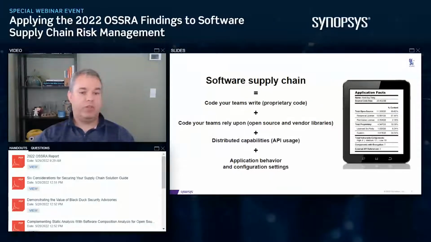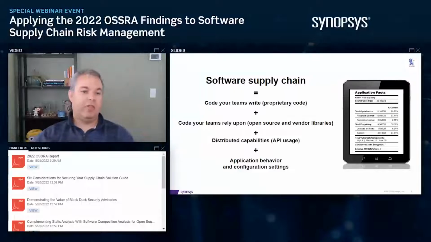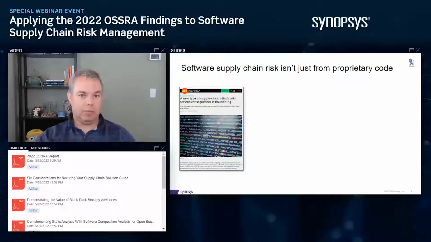Then a whole series of distributed capabilities, so APIs. And then when you bring all this together, you end up with a set of configurations that are necessary, and that gets you your behavioral stuff. So build all of that out, you end up with what is arguably a software supply chain, but I tend to view it as a little bit more of a software mesh. And that's what we're actually dealing with.